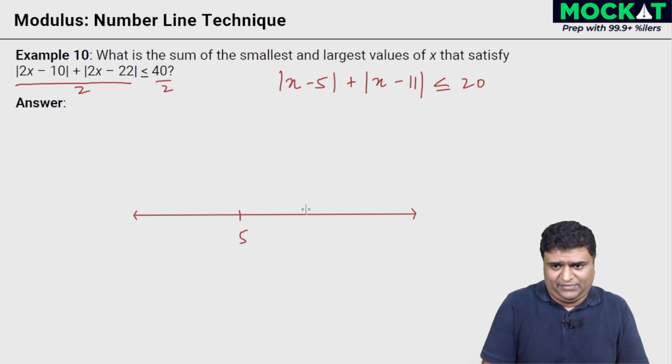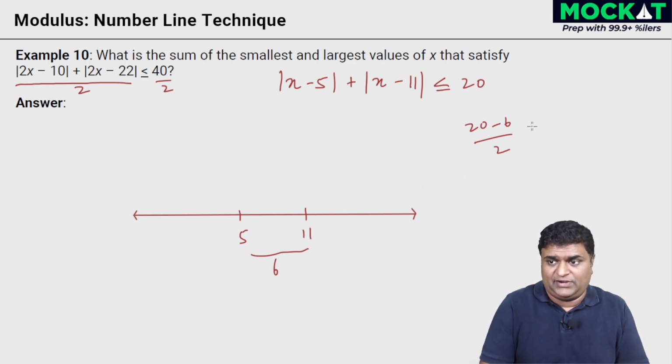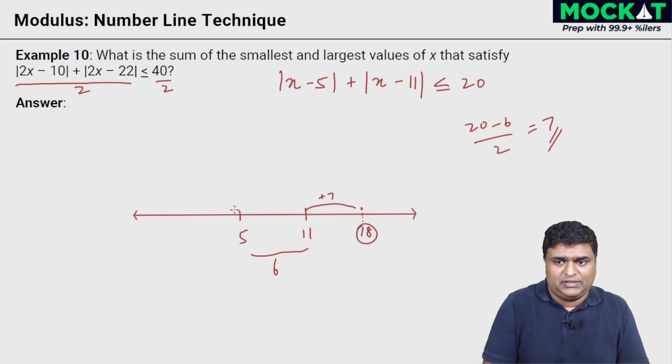You have 5, you have 11. Distance is 6 over here if you find some place over here. Now, of 20, 20 is the max allowed. Remove the 6, it's already going to be there. And then by 2, because twice you're going to be traveling. 20 minus 6 by 2, that comes to 7 units. You can find a place 7 to the right of the rightmost, and that's going to give you 11 plus 7, 18. And 7 to the left over here.